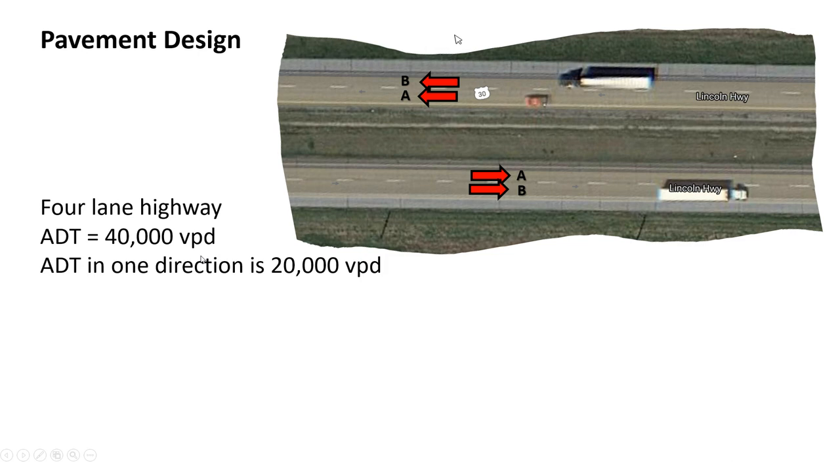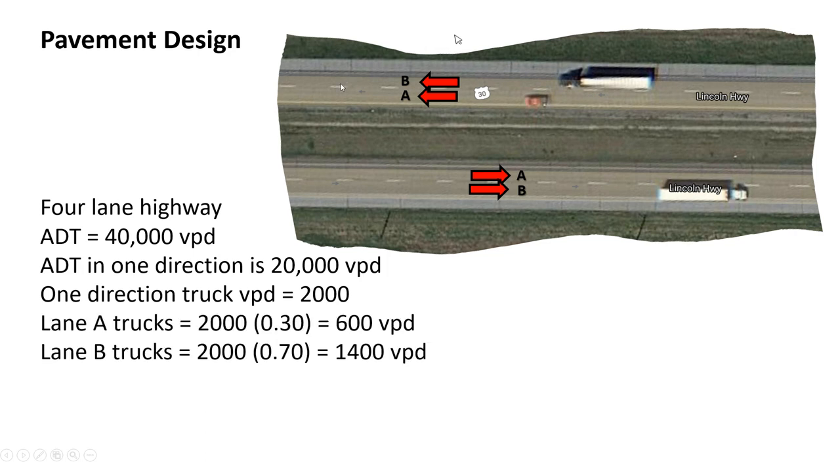So we've got 40,000 vehicles per day. Only 20,000 are going westbound. Okay, great. Of that 20,000, 10% are trucks, right? So going in one direction, we've only got 10%. So that's 2,000 trucks a day going westbound in that single direction. Great. And now let's split it by lanes. In lane A, there's 30% of the trucks, so there's 600 trucks a day. And in lane B, there's 1,400 trucks a day.